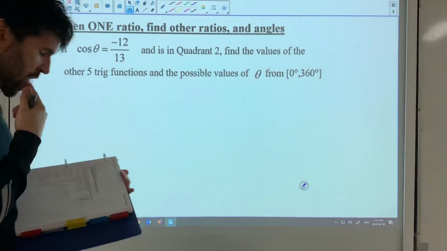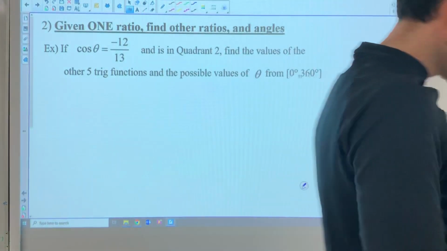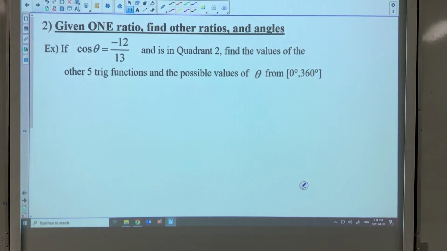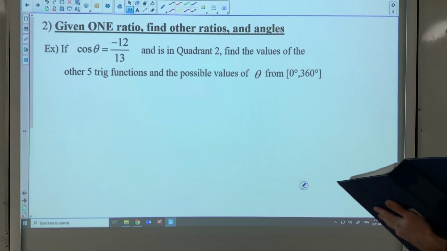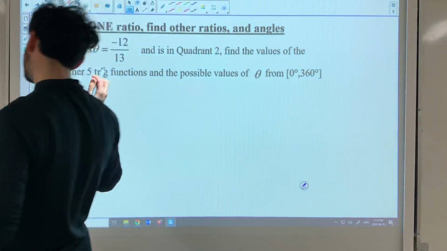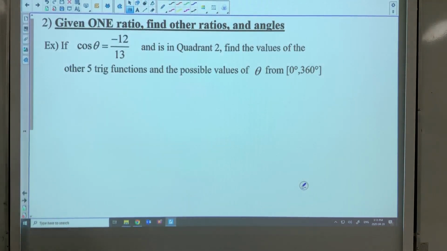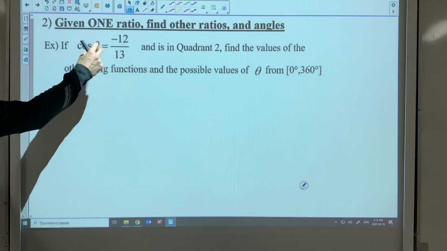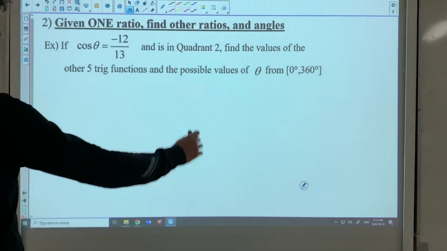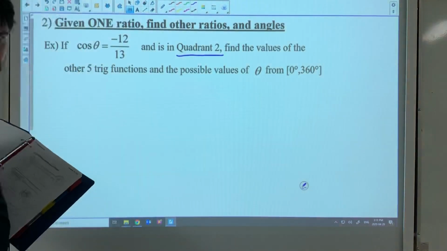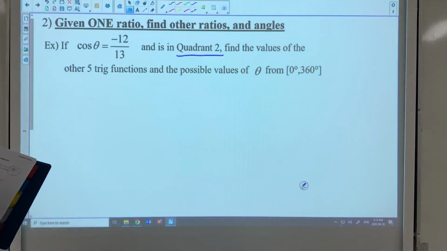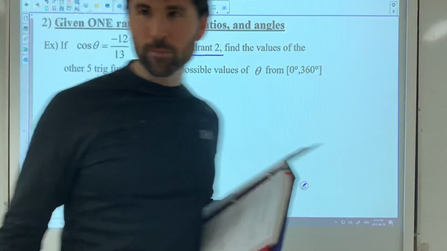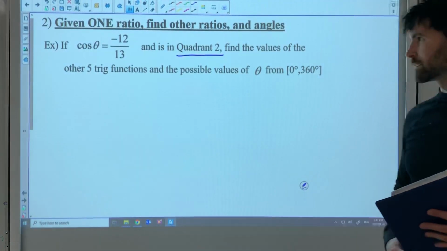Perfect. Okay, second question type. If you're given one ratio, find the other ratios and the angles. This is more likely the question that comes up on the exam. What they like to do is give you one of the ratios, tell you some information that helps you locate what quadrant you're in, and then ask you for other information that you can derive from drawing that triangle.